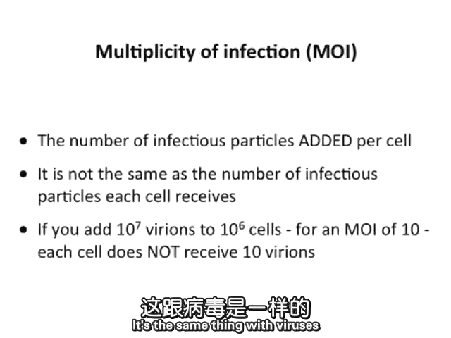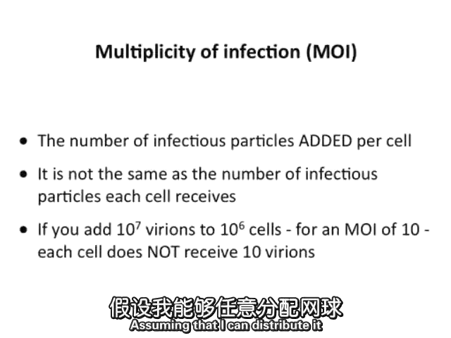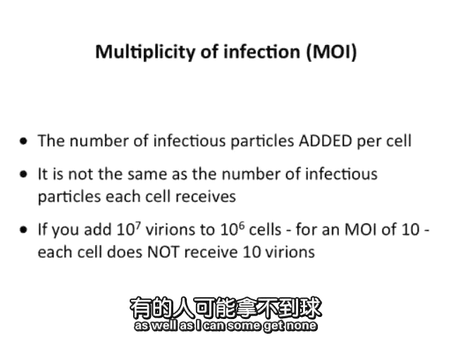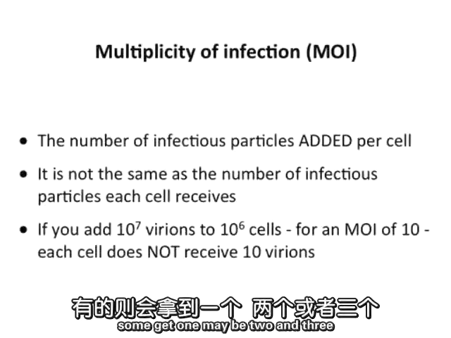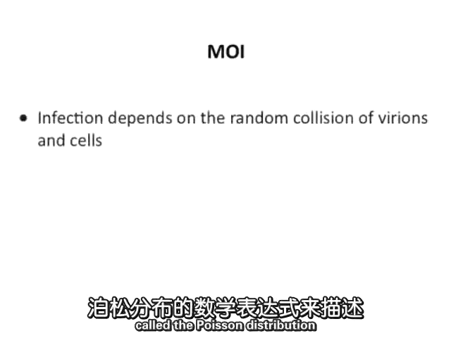It's the same thing with viruses. It depends on chance, assuming that I can distribute it as well as I can. Some will get none, some will get 1, maybe 2 and 3. And guess what? That's described by a mathematical equation called the Poisson distribution.